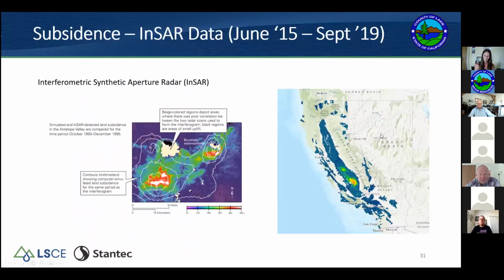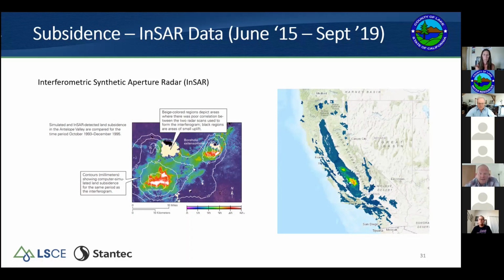Again, this InSAR data has been flown twice, and we've been told it's going to be flown yearly now. There are a couple of graphics here, and probably the most important one is the one on the right. This is subsidence measured at all these locations within California. We can talk about the resolution later, but we know it's going to be done annually. You can see Big Valley here.